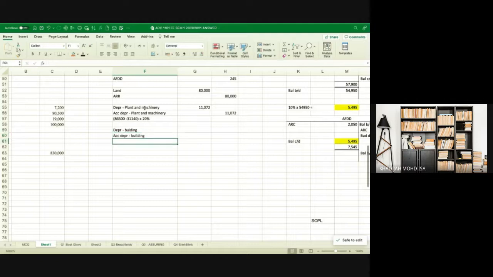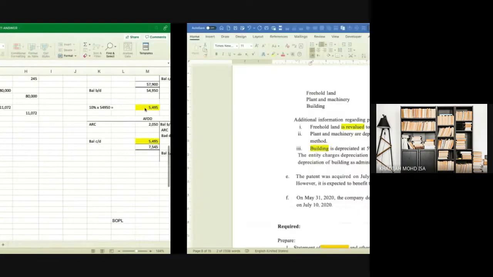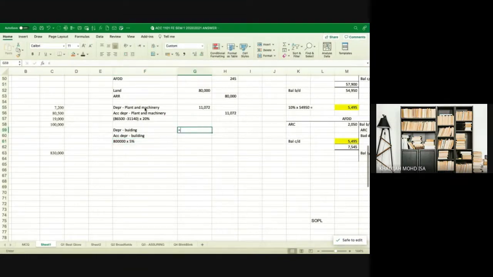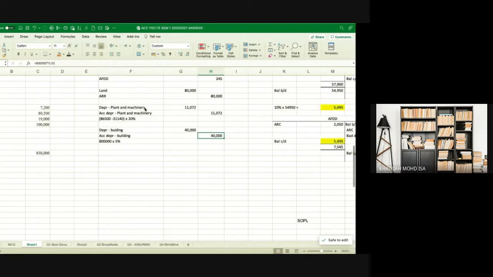How much is the cost? The cost is 800,000 times by 5%, right? So how much is that? Plus 800,000 times by 0.05. Command C, that will be debit your depreciation, credit your accumulated depreciation for your building.